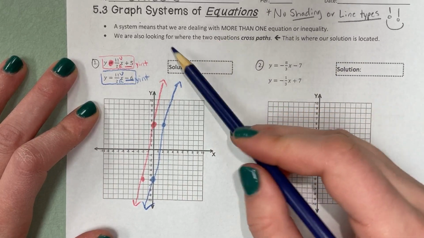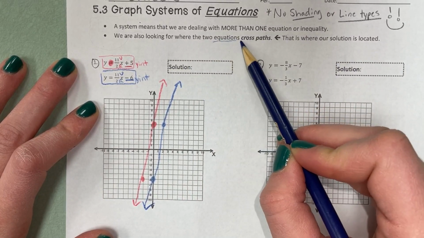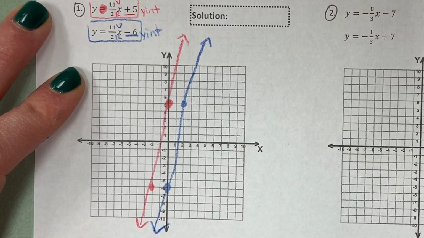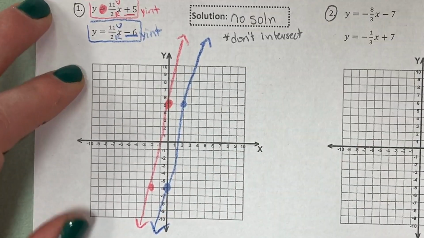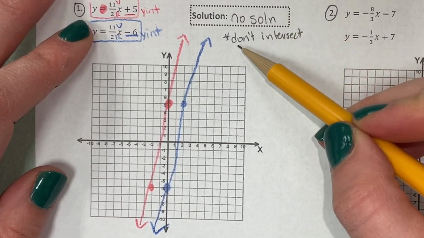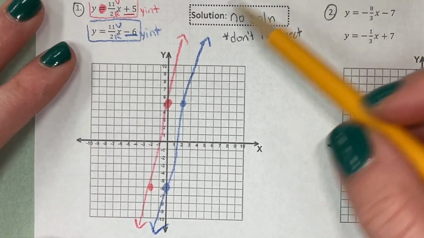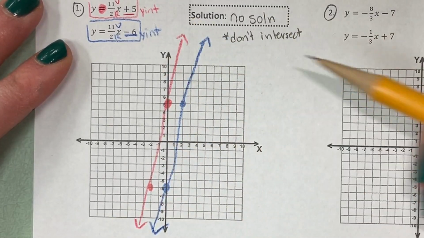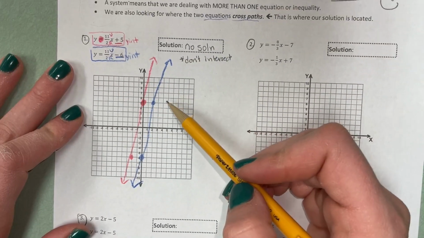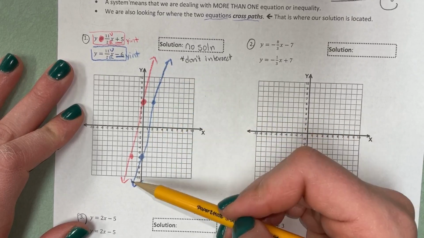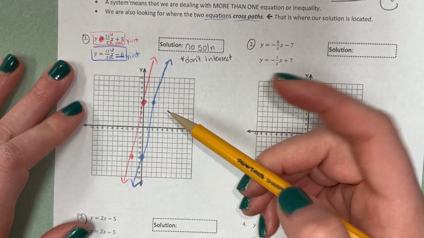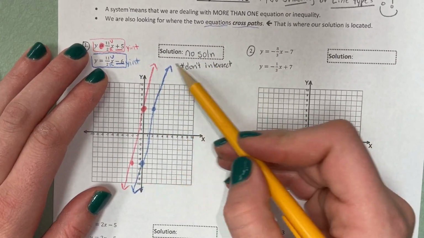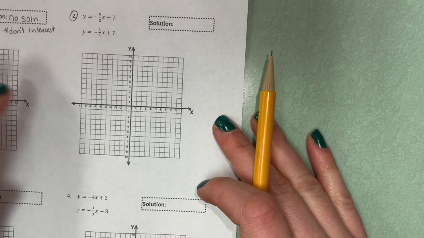But remember earlier, we are looking for where the two equations cross paths. Do these two equations that I have in red and blue cross paths? No, they don't, so that means there's no solution, or they don't intersect. Do you guys remember if two lines are next to each other forever and they just keep going that way, what's the super special name for them? That special name is parallel. These two lines are parallel to each other, which is a fancy way of saying they're never going to cross paths. All right, so again, no solution because they're never going to cross paths.